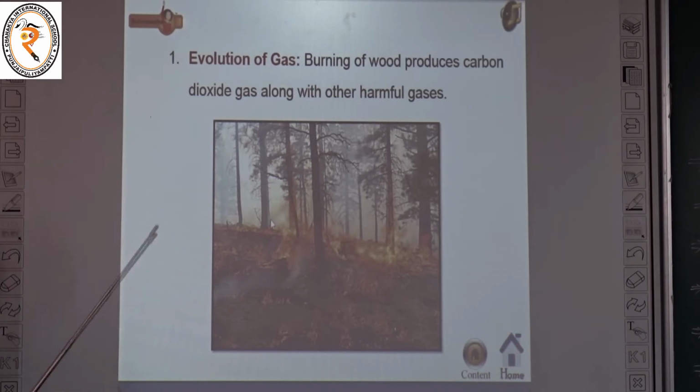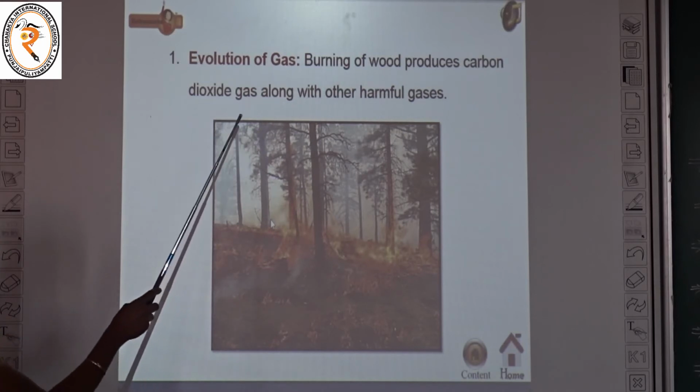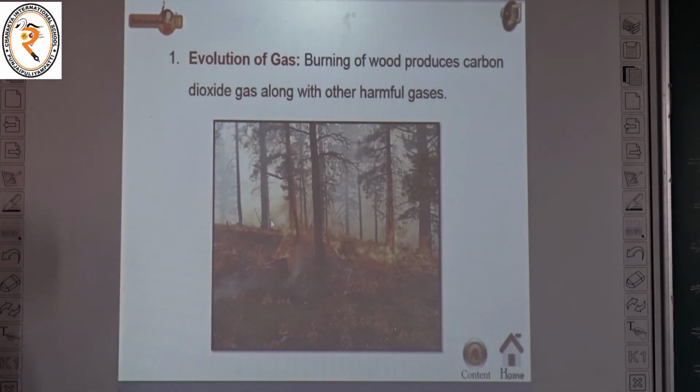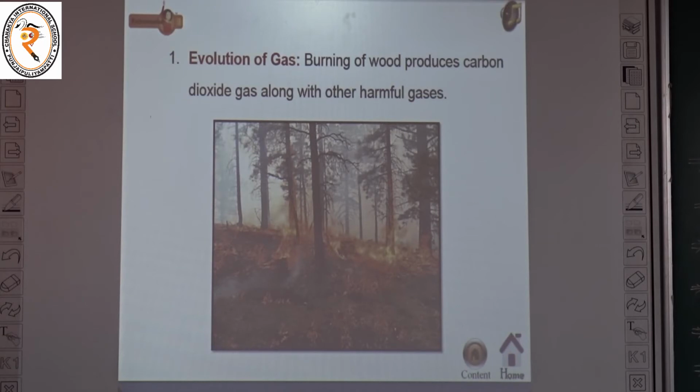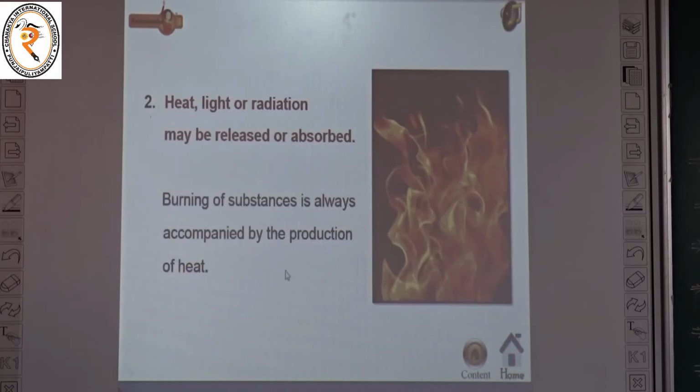See, burning of wood produces carbon dioxide gas along with other harmful gases. Okay, if we burn the wood, we can get which gas? Carbon dioxide gas. The next one, heat, light or radiation may be released or observed. See, burning of substances is always accompanied by the production of heat. Either it may be released or be observed in the chemical reactions.